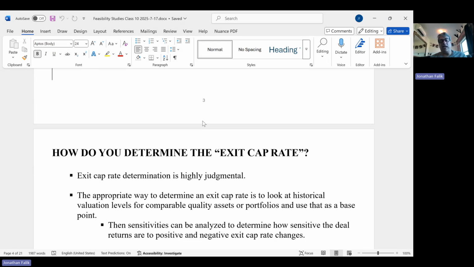And we want to understand, is the value in the deal driven very much by the exit cap rate? So if you assume a lower exit cap rate than market norms, you're going to create a higher value at the end of year 5 of your projections. And we're going to go through this in the Excel in a little bit.